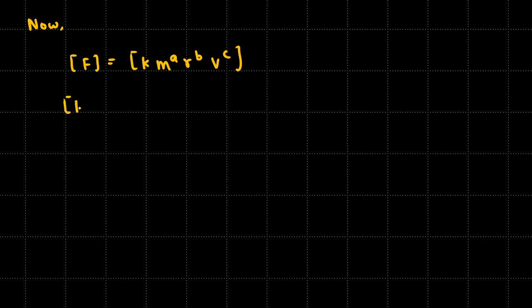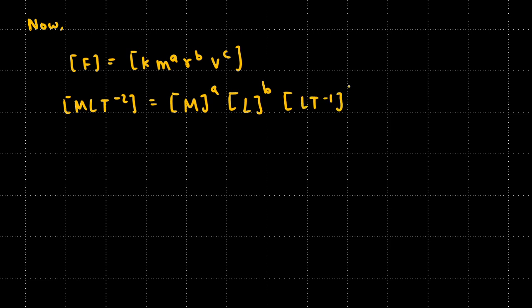So now, to find it dimensionally, since we know that the equation is dimensionally correct, both the dimensions should be equal. So let's write the dimension of centripetal force, which will be MLT^-2. Here k is dimensionless, so no need to write. The dimension of m is M to the power a. The dimension of r is length, so L to the power b. And the dimension of v, the speed, is LT^-1 to the power c.